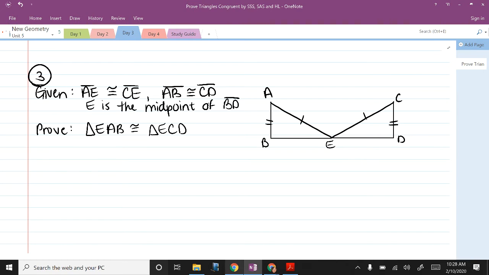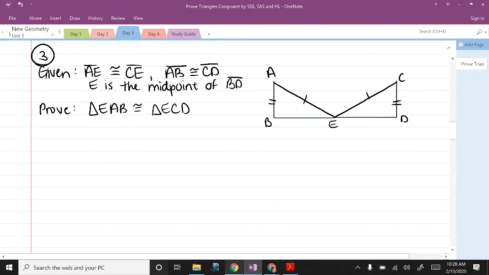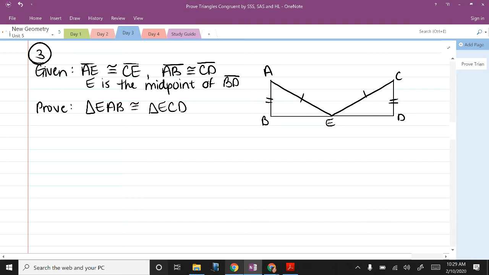AC is congruent to CE. AB is congruent to AD. And E is the midpoint of segment BD. So if y'all want to just write that all in a table and go ahead and start your proof with it, that's fine. Just draw the picture.